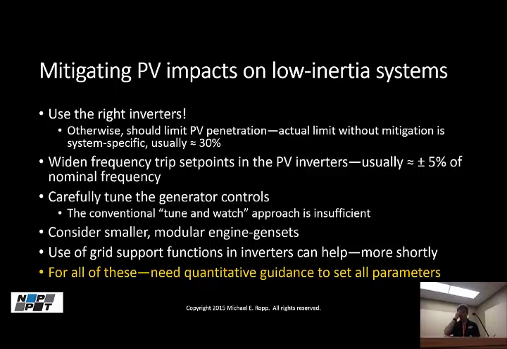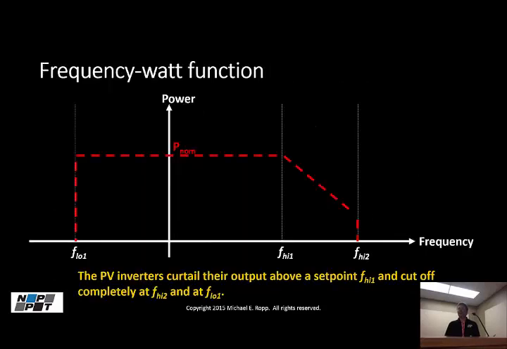The problem is now, as I mentioned before, I've got multiple interacting sources. I've got sources with dramatically different time constants. The tune and watch approach simply doesn't work in a case like that. You'll never get the system tuned right. So you really do need quantitative guidance from modeling or something like it in order to get your parameters set correctly. I mentioned before the volt-var function.